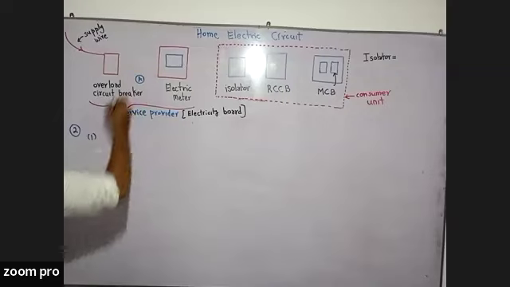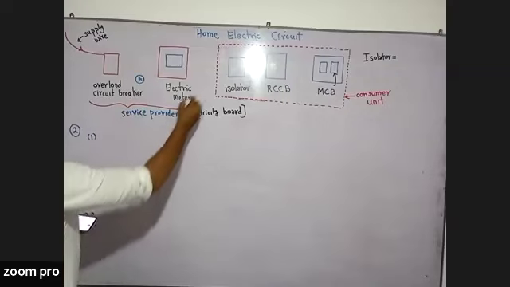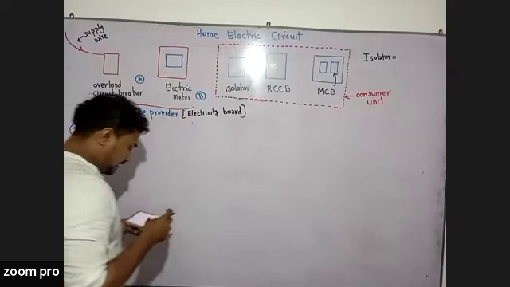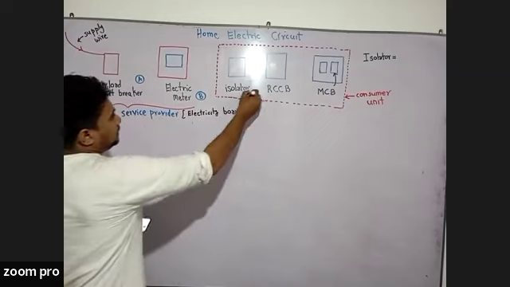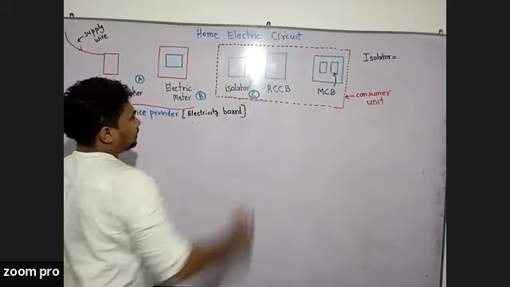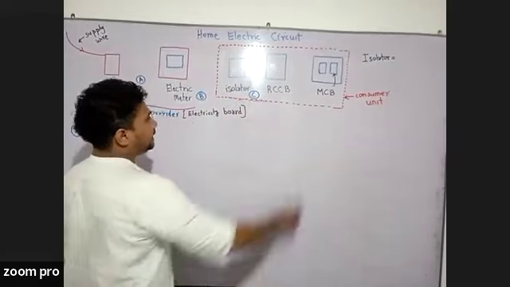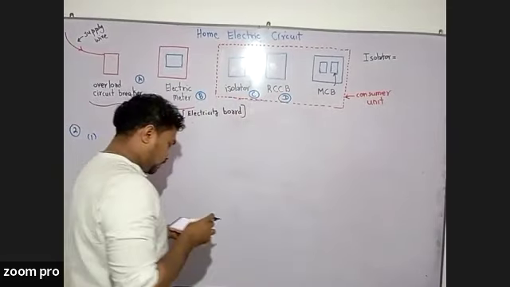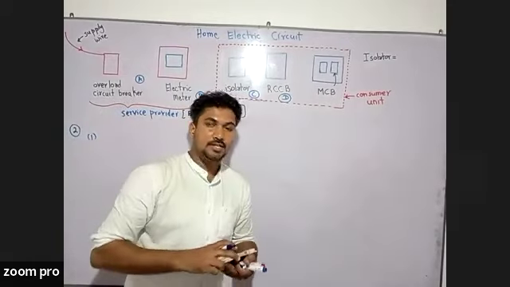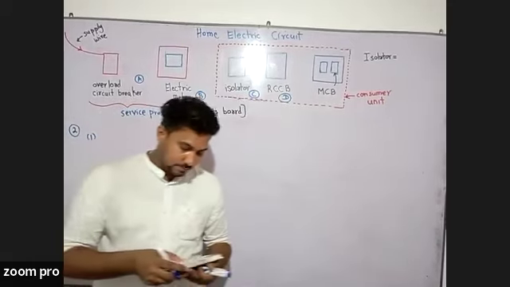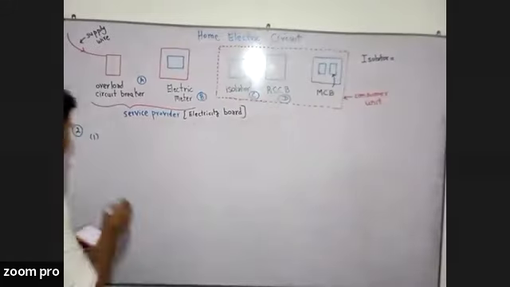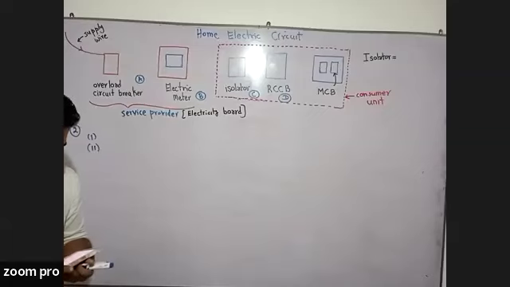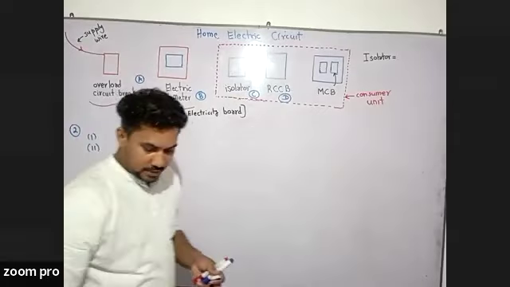This is the A, and B represents the electric meter. In the C part, it demonstrates the isolator. In the D, it should be RCCB. So these are the four things that they are asking about in the question. Then in the second part, write the functions of B, C, and D components separately.